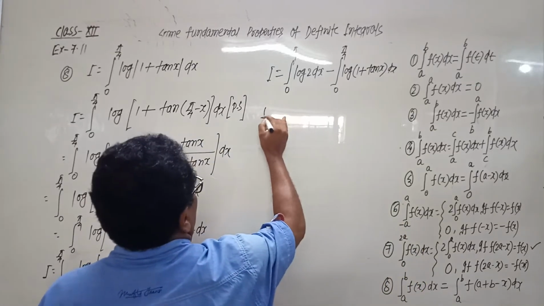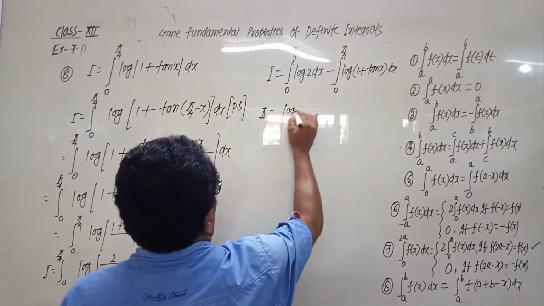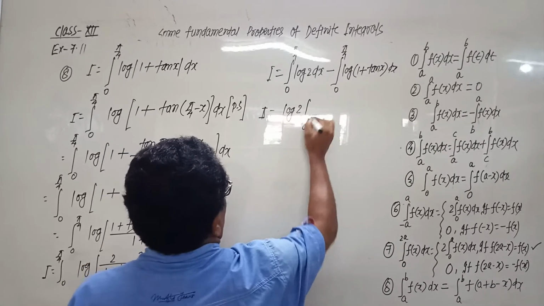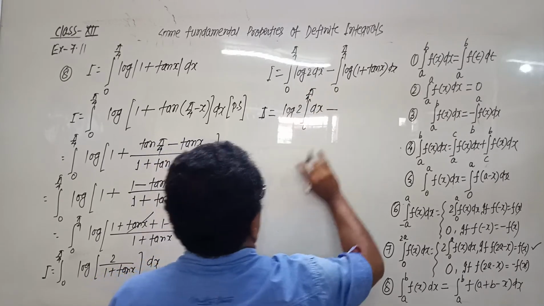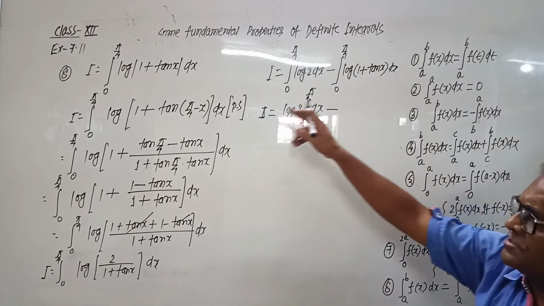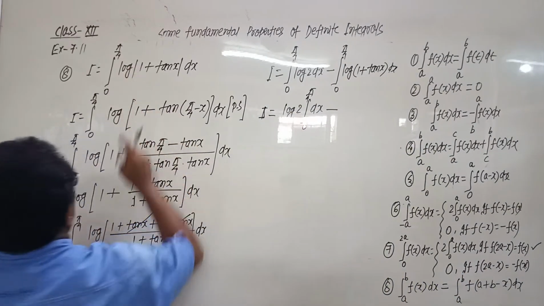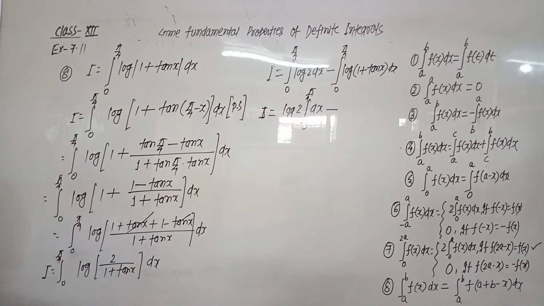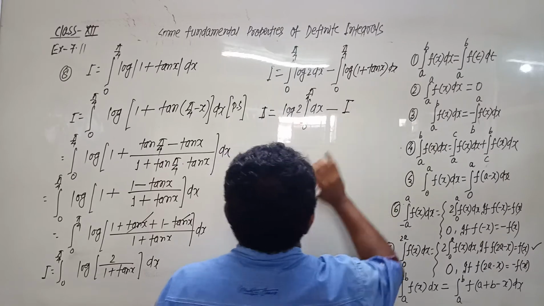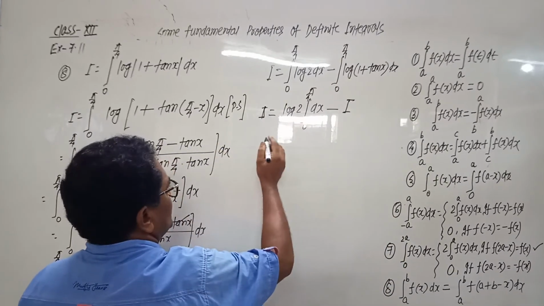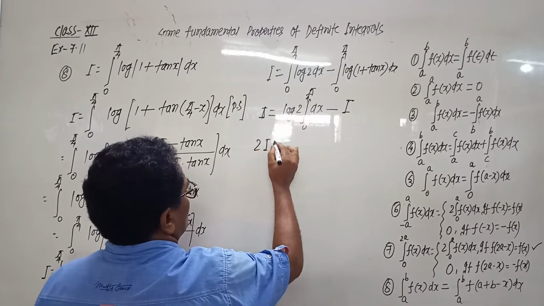So I equals log 2, the constant term taken outside, and integration 0 to pi by 4 dx, minus this expression, which is written as I because our question was I equals 0 to pi by 4 log 1 plus tan x dx. So this expression can be written as I. When this comes on the left side, it becomes positive and I plus I equals 2I.